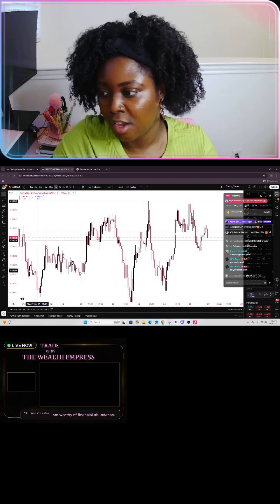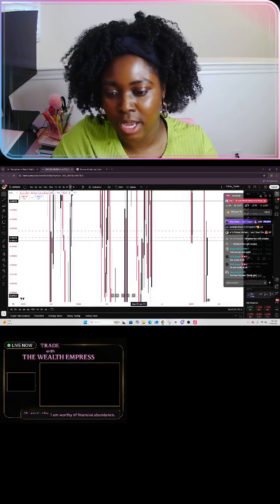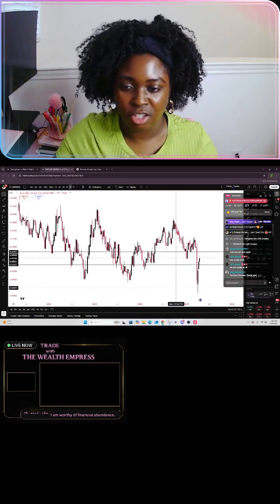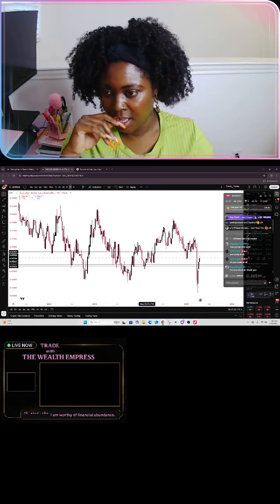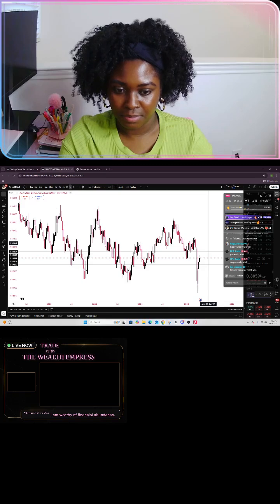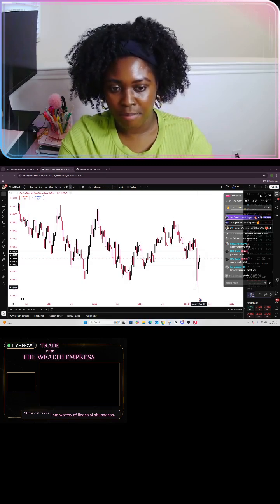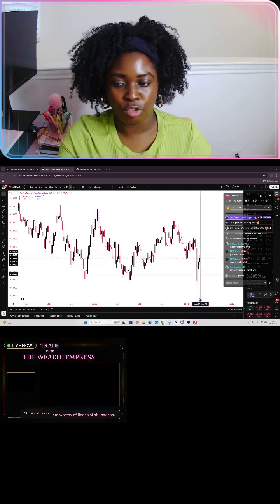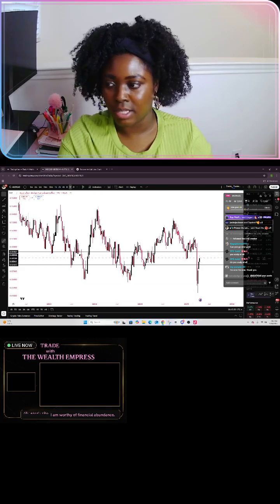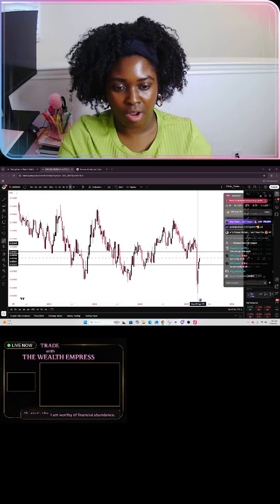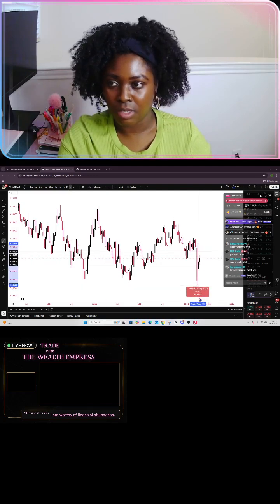All right. So if we go back to the weekly, y'all see that? There's no structure here. This is consolidation. This gave us a new low, and then it immediately turned back around. Is price going to drop lower? I don't know. That's a steep drop. Whoever caught this, that was beautiful, because that was in a week.